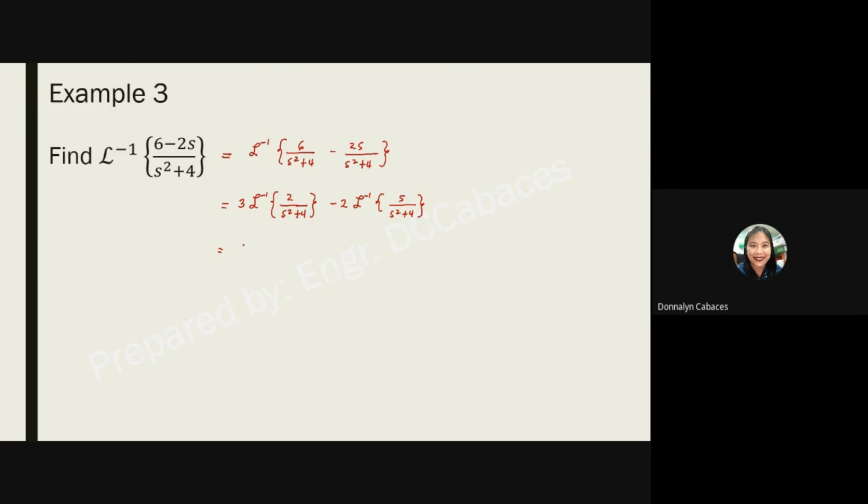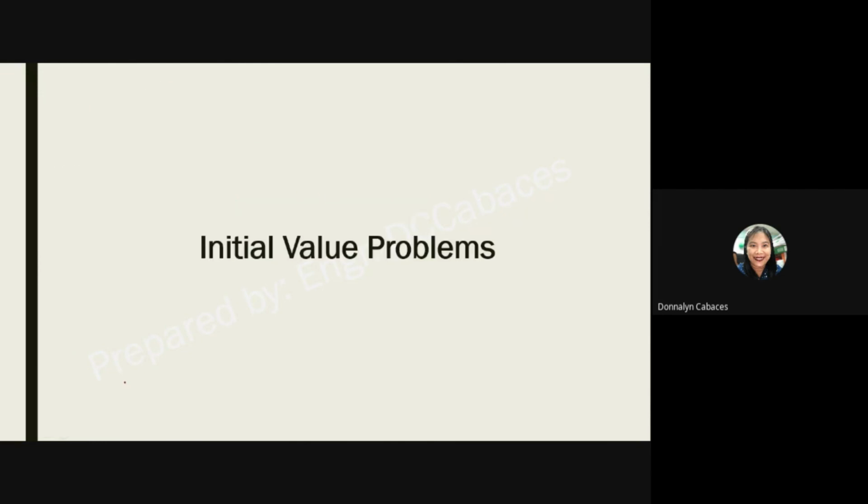So therefore, you have here 3 times sine of 2t minus 2 cosine of 2t. And this is your inverse Laplace transform of (6 minus 2s) over (s squared plus 4), or simply your f of t. Okay? So this is problem number 4. Now we go to initial value problems.